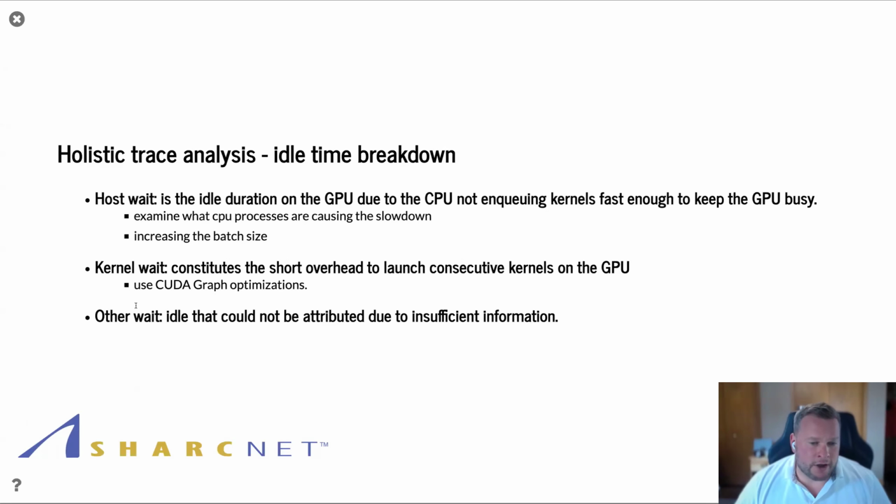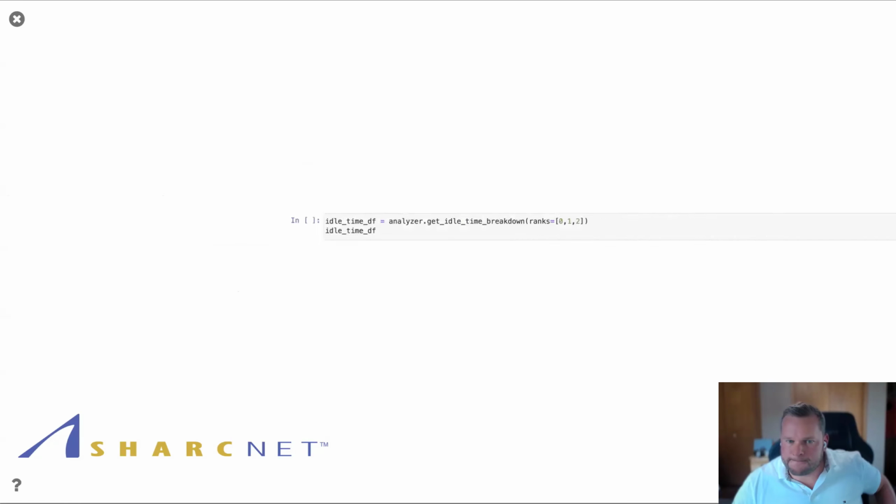The third category is other wait time, which is wait time that Holistic Trace Analysis couldn't identify due to lack of information. It could be things beyond waiting for the CPU or these kernel wait times. I suspect as HTA gets more developed, they'll probably start adding categories as they come across those things.